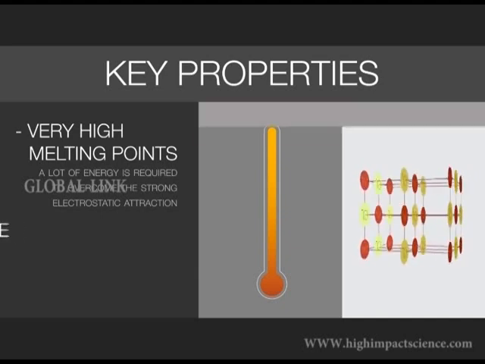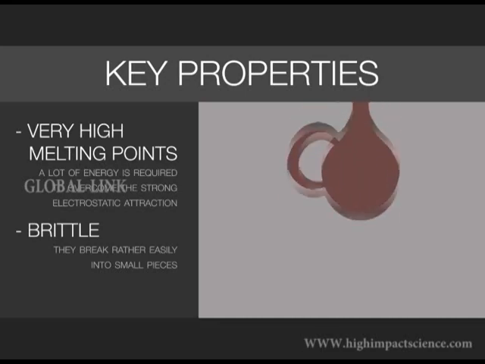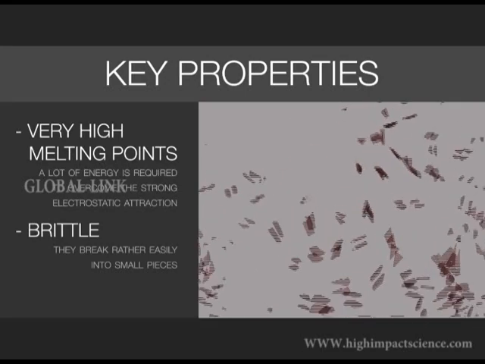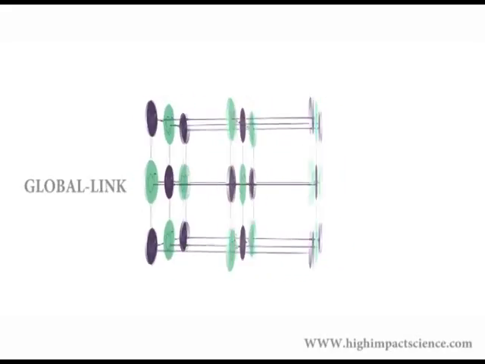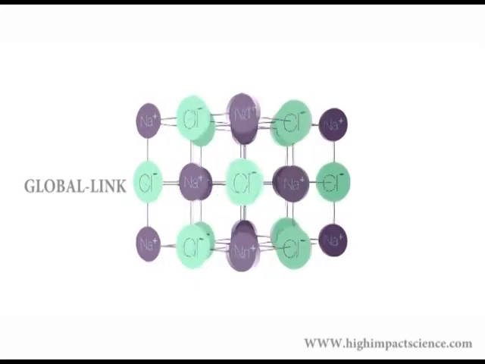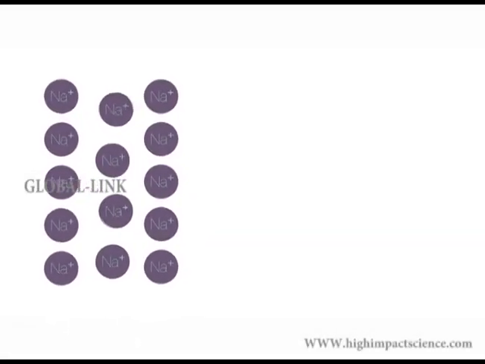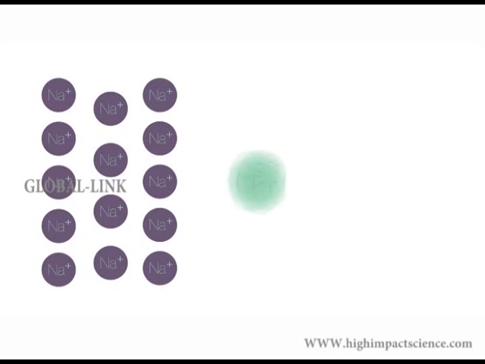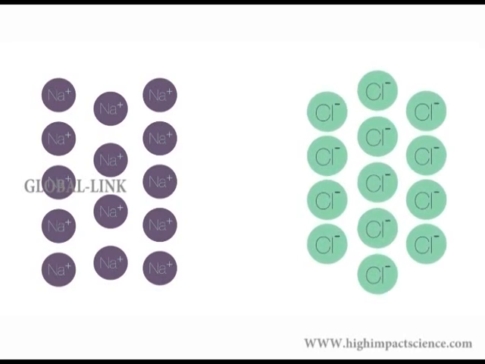Ionic compounds are also very brittle. This means they break rather easily into small pieces. A ceramic flower vase is also brittle and breaks into small pieces when knocked over. When a force is applied to the three-dimensional lattice structure, it will disrupt the regular repeating patterns of sodium and chloride ions. So the sodium ions are forced to be next to other sodium ions, and the same is seen with chloride ions. Like charges repel each other, and this repulsion essentially breaks the lattice structure.